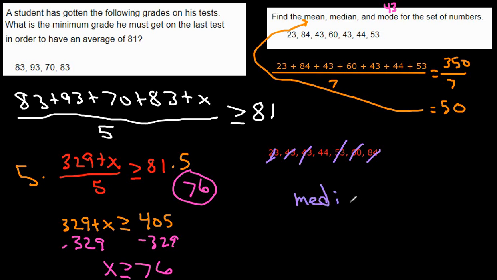If we had 2 numbers in the middle, if we had an even amount of numbers to start with, this was 7 numbers, but if we had 8, then we would average together the middle 2 numbers. So go ahead and pause it if you need more time.